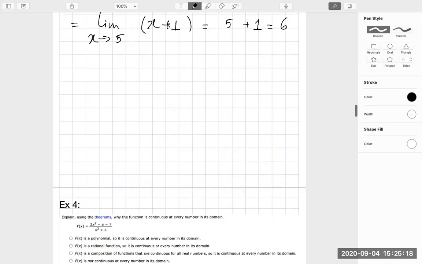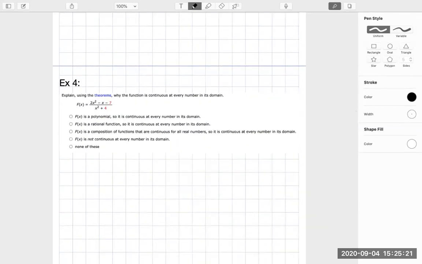Move on to another example. Explain why, using theorems, this function is continuous at every number in its domain. First, we need to find the domain of this function. This is a rational function. Therefore, the condition is that the denominator should not be 0. Otherwise, it is not defined, right?